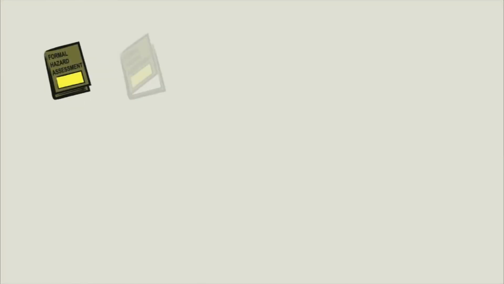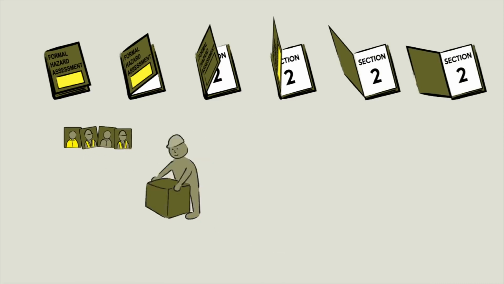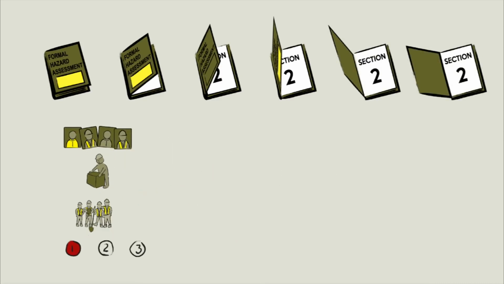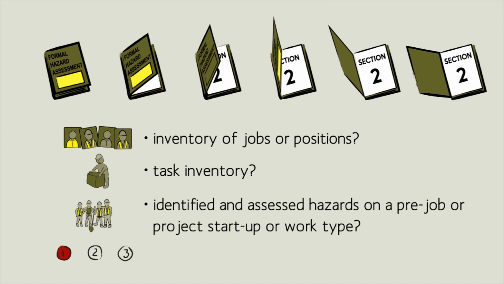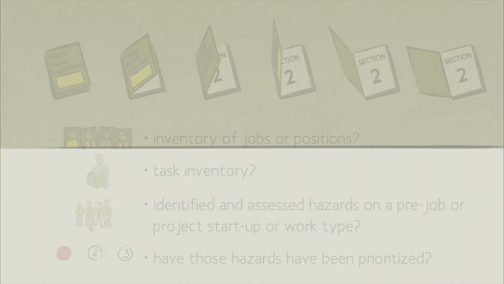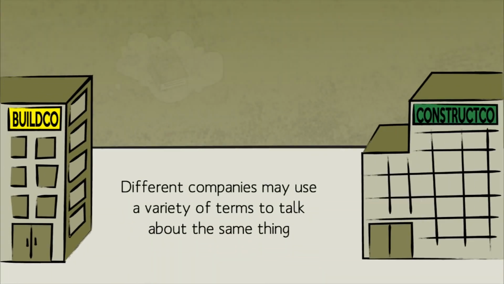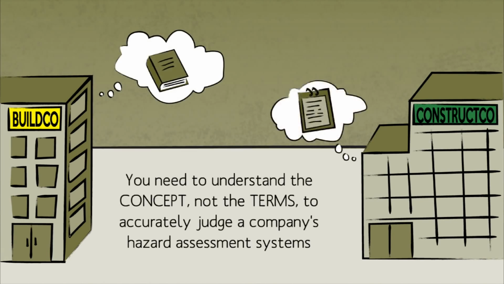Let's start with the formal hazard assessment. In Section 2 of the ACSA's Health and Safety Standard Audit document, auditors are asked to score a company's hazard assessment system based on whether they have an inventory of jobs or positions, whether they have a task inventory, whether they have identified and assessed health and safety hazards on a pre-job or project startup or work type, and whether those hazards have been prioritized. Different companies may use a variety of terms to talk about the same thing. You need to understand the concept, not the terms, to accurately judge a company's hazard assessment systems.